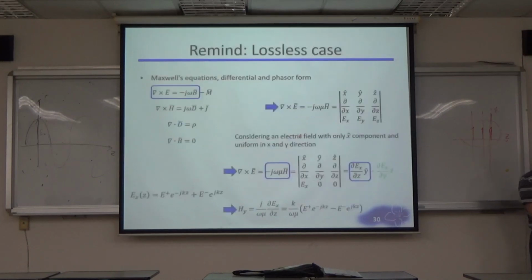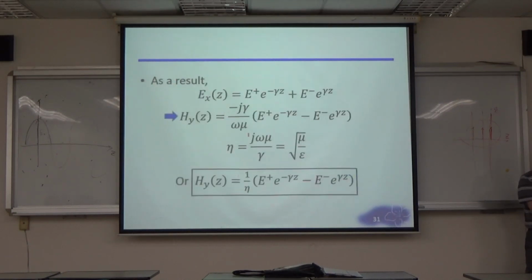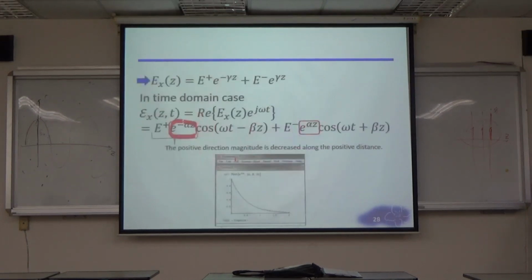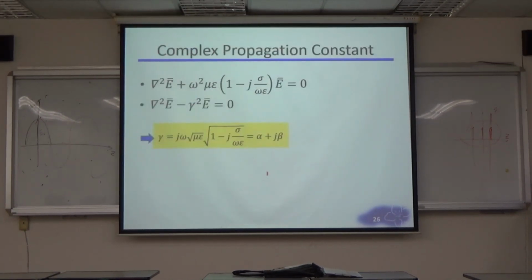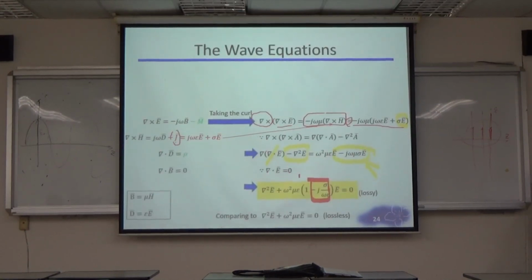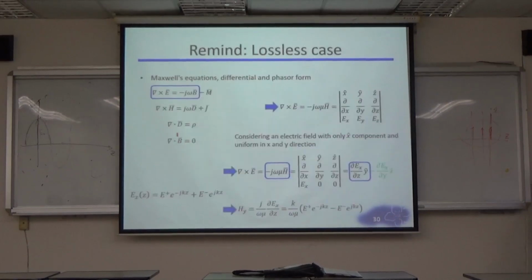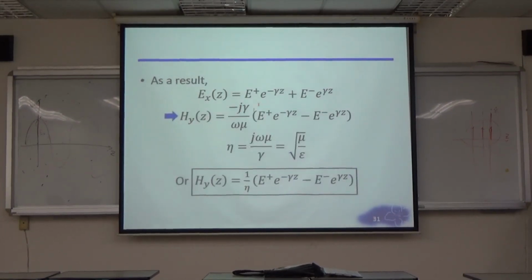Then we need to derive the eta, the wave impedance, again for this lossy case. So the same, we use the Maxwell equation. I think we can directly use this equation. However, the result is your Hy will equal something here. I think we don't need to derive the details, but we will obtain a result like this one. Your eta is j omega mu over gamma, which is the square root of mu epsilon.